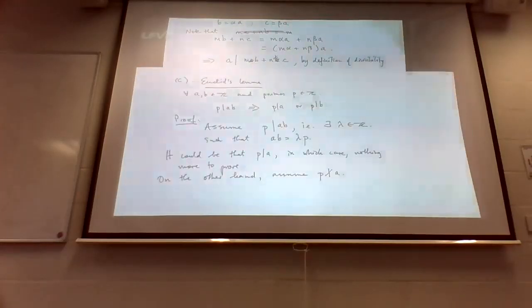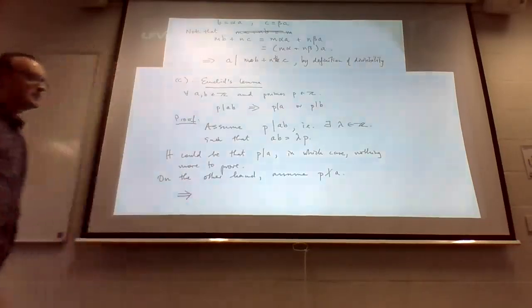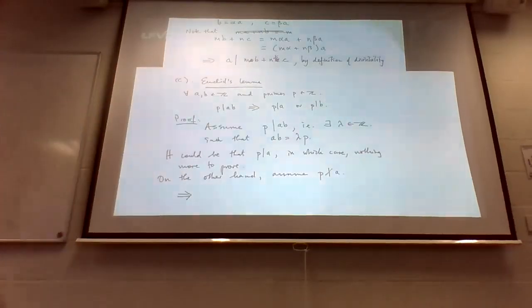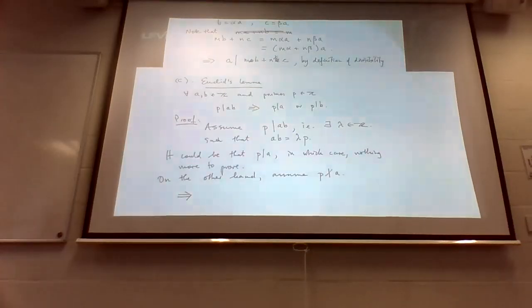Okay. So we give ourselves this extra assumption. Now, what does that imply? What do we get? P doesn't appear in the prime factorization. And therefore, if AB is a multiple of P, it must be in the prime factorization of B, therefore P divides B. That's correct.